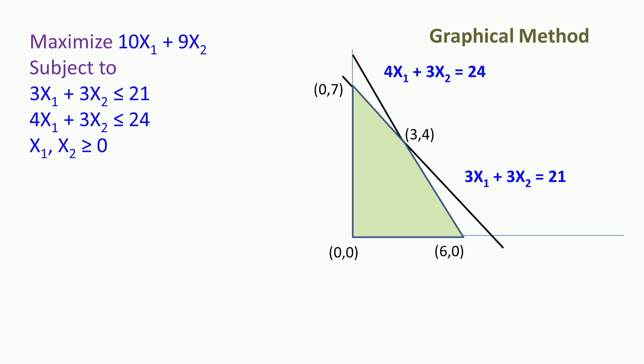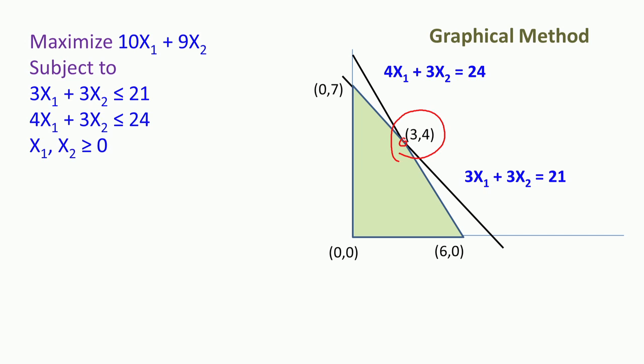We drew the graph corresponding to the constraints, we identified the feasible region which is shown in a different color, and we also computed the corner points. Then we observed that it is enough to evaluate at the corner points, and we also found out that the optimal solution lies in this corner point, 3, 4.